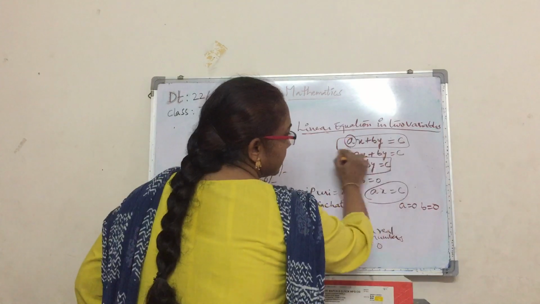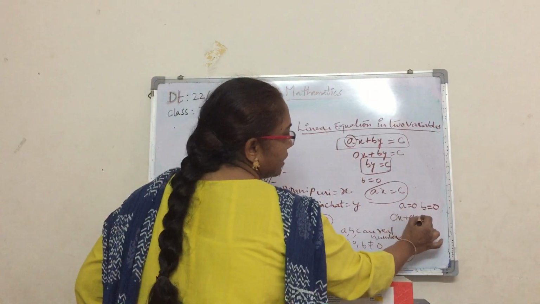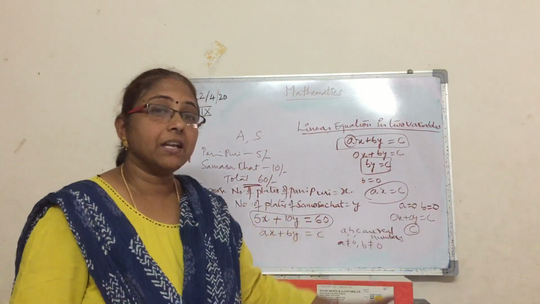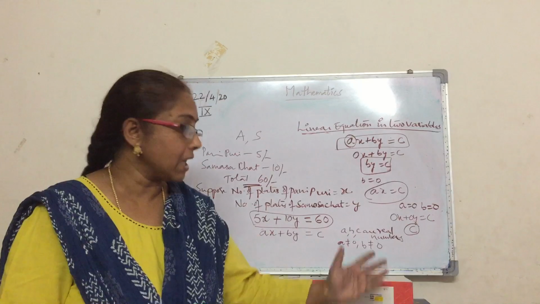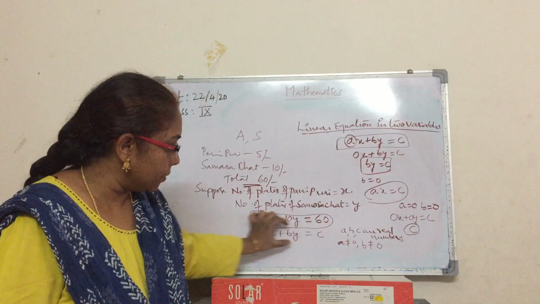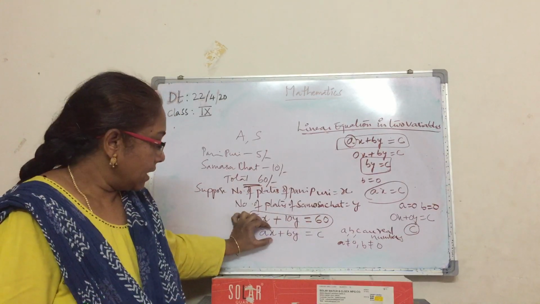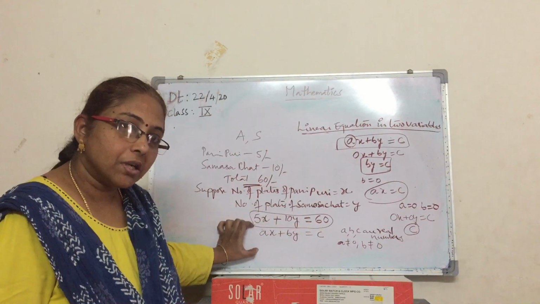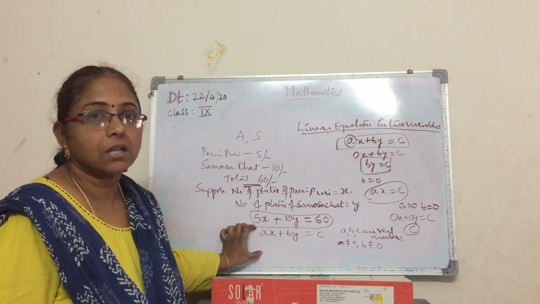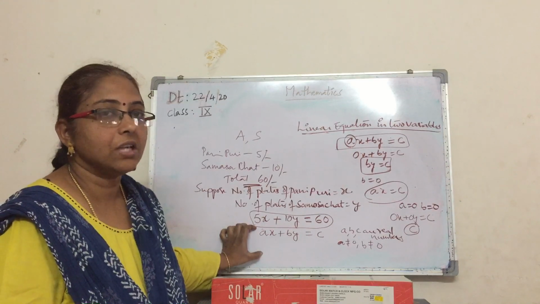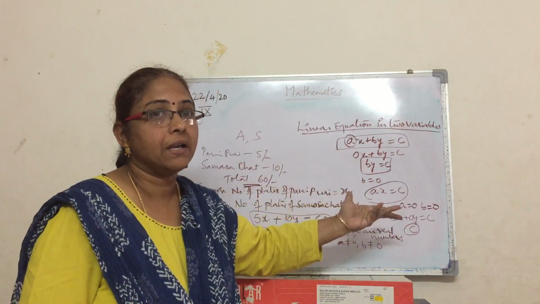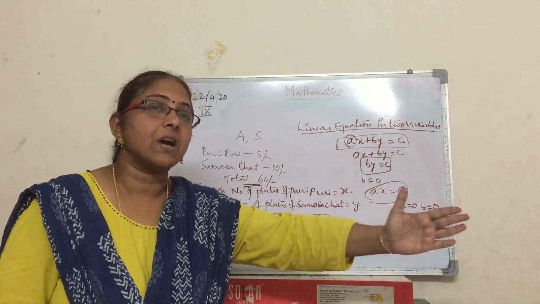Then if you substitute in this equation, 0x plus 0y is equal to c, meaning only the constant term is left. It is not a linear equation in two variables. Only a constant is left. So a linear equation in two variables means a and b are not equal to 0. If any one of a and b is equal to 0, it is also not a linear equation in two variables. We observed that if either a or b is equal to 0, it reduces to a linear equation in one variable.